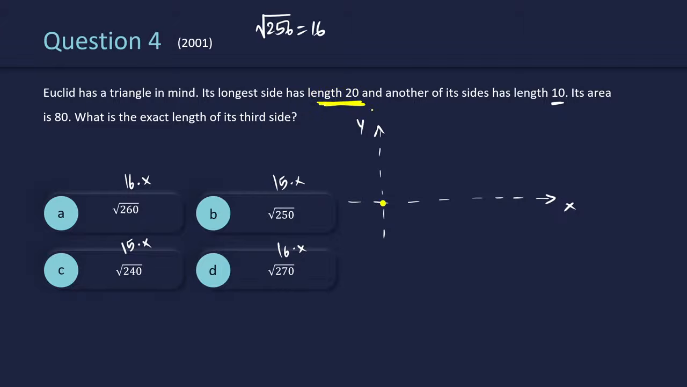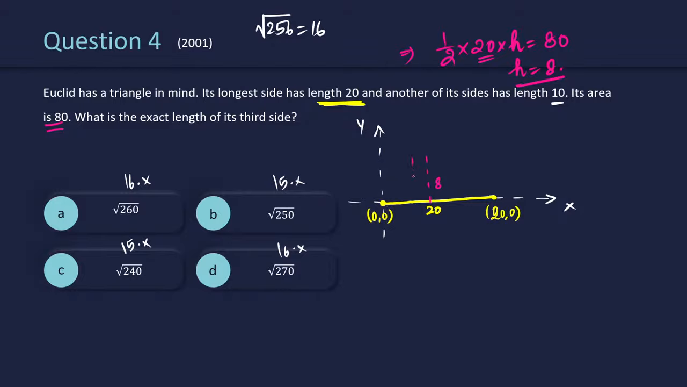ये जो length 20 वाला है ना, I am going to place it on the x-axis, such that this is at the origin, and this is going to be at (20, 0), right? Okay. Now, if I need the area to be 80, remember half into base into height is going to give me an area of 80 as per the question. This is the base here, 20. मैं इस पे height बनाने वाला हूँ. So if you solve this, you will get the height as 8. So मेरे को height 8 चाहिए.